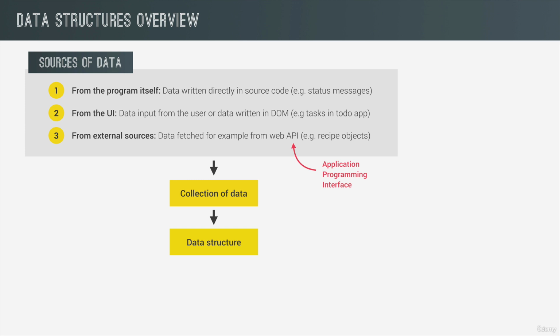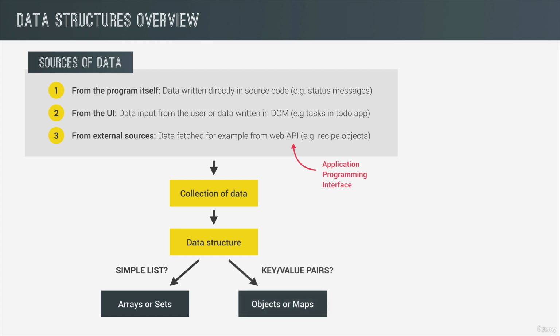So the first decision is this. Do we just need a simple list of values? If so, then we're going to use an array or a set. But on the other hand, if we need key value pairs, then we need an object or a map. So the big difference here is that with a key value pair, we have a way of describing the values, so by using the key. On the other hand, in a list, like an array or a set, we simply have the values without any description. Okay?